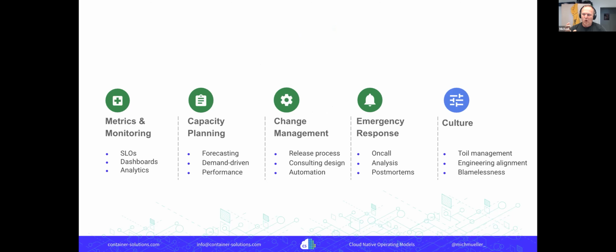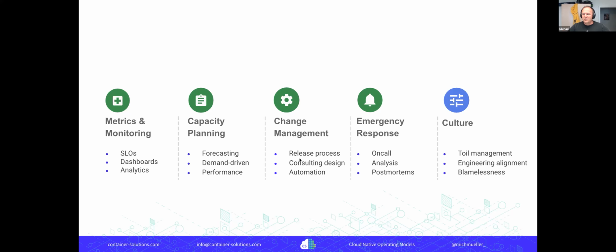These are some of the more prescriptive measures. It's about metrics and monitoring achieved by SLOs, dashboards, analytics, and of course, you will always be able to dig further down to really get to the details of how to do it. It's about capacity planning using forecasting. It's demand driven and not just spending a lot of money upfront. It has performance always in mind. There is a release process. There is design which informs decisions, so you have design principles. Of course, it's about automation.